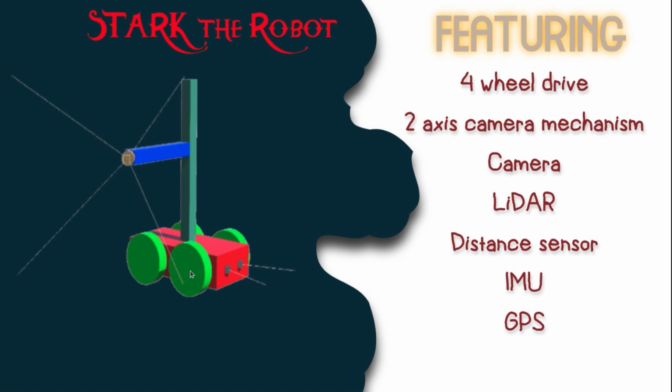Stark has LiDAR, which will be used for mapping and localization. It also has two distance sensors, 30 degrees apart. One looks on the right and one on the left. The robot has sensors like IMU and GPS, which are situated at the center of the robot, which will give us the values of velocity and acceleration of the robot and also its coordinates with respect to the world.